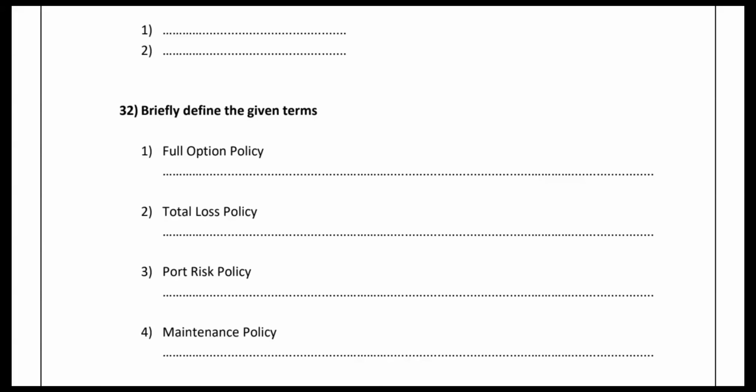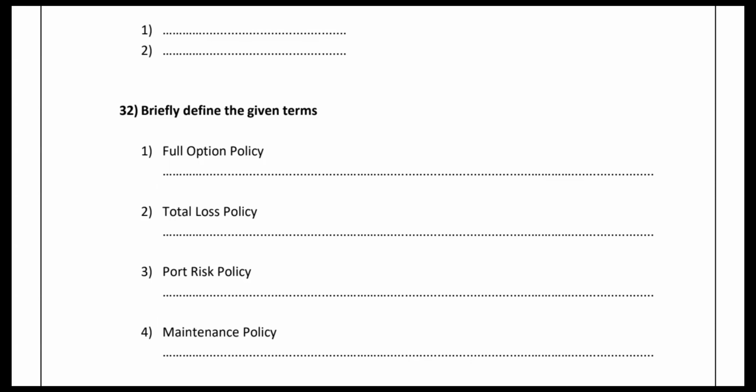The first one is the full option policy, or we call it the comprehensive policy. What is the simple definition? All the related risk to the ship is covered. Write it down. This is the full option policy, or comprehensive policy. All the related risk to the ship is covered.